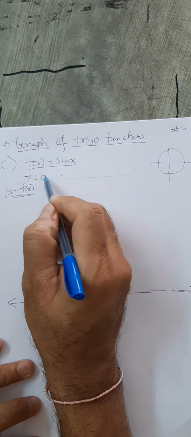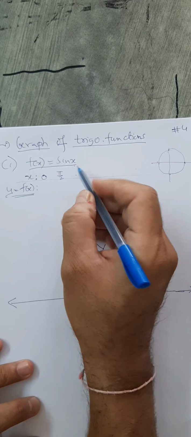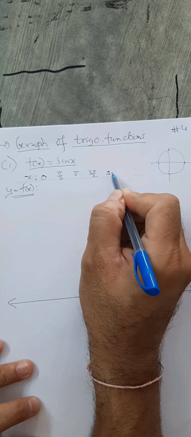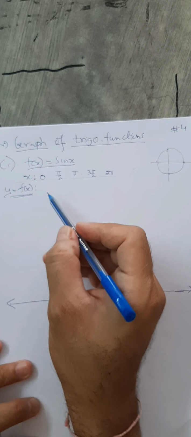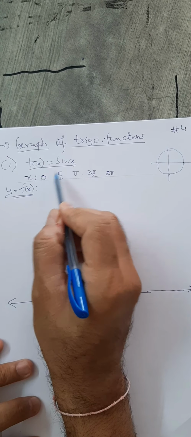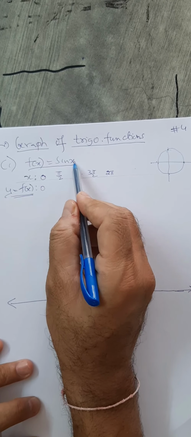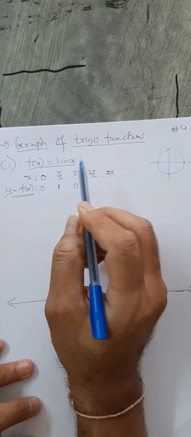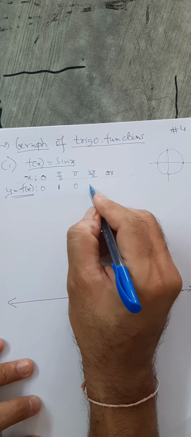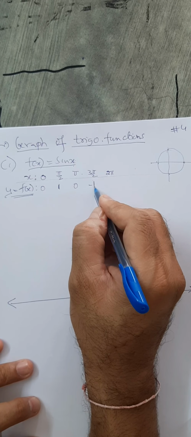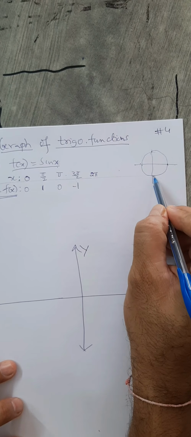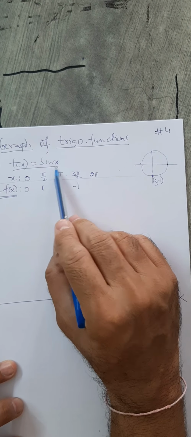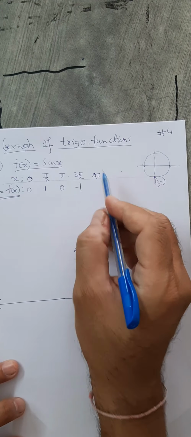So I'll take 0 first, then pi by 2. You cannot take 1, remember. Then I'll take pi, then 3 pi by 2, then 2 pi. And if you want, you can take negative values. Now what is sine 0? 0. What is sine pi by 2? Sine 90 degrees is 1. What is sine pi? 0. Sine 3 pi by 2, just have a look at the unit circle. You know that 3 pi by 2 is here, so the coordinates are 0, minus 1. The sine function represents which coordinate? The second coordinate, so minus 1. At 2 pi, it is 0.